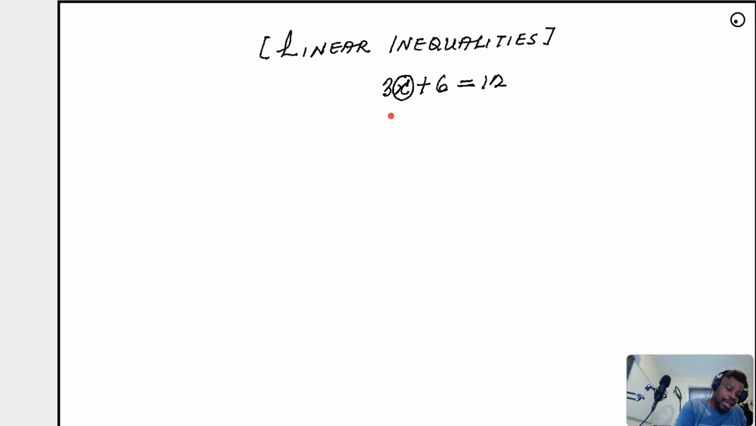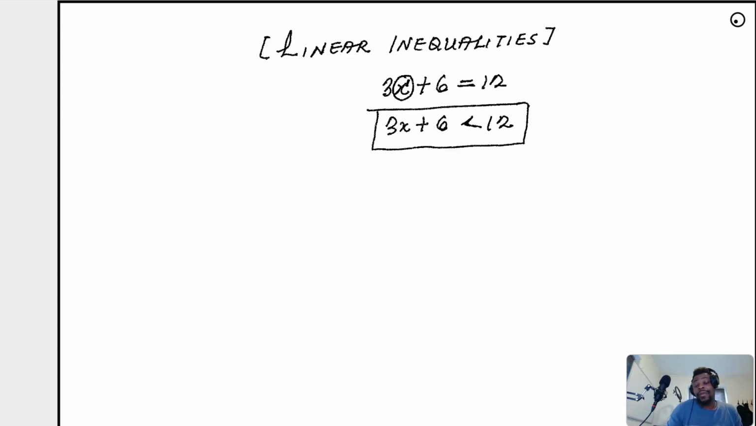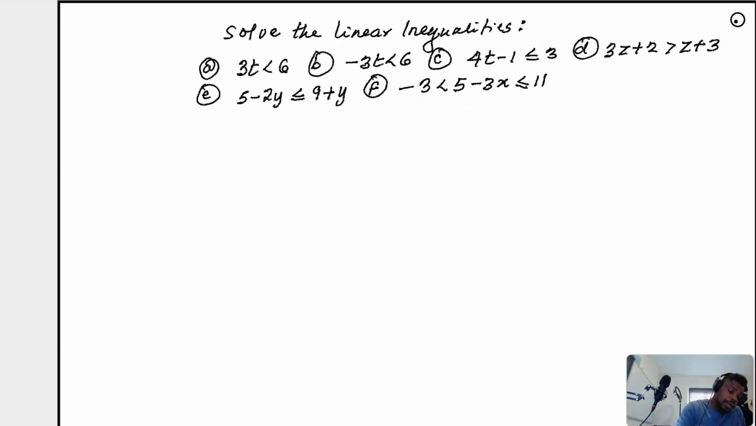So if I want to change this now to a linear inequality with one variable, that would be 3x plus 6, and I will just use the inequality sign here. So in this video, we'll be dealing with linear inequalities with one variable. Now let's solve these linear inequalities.